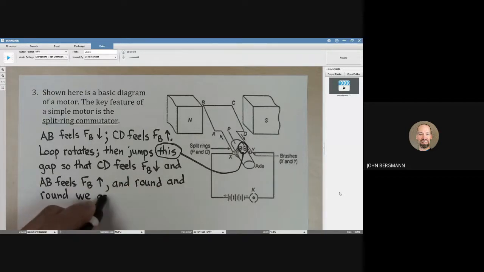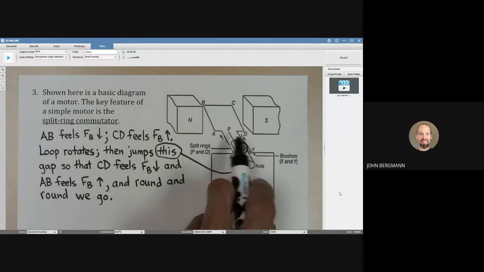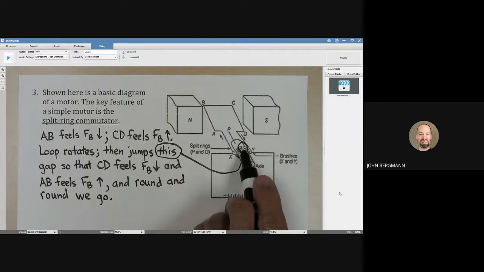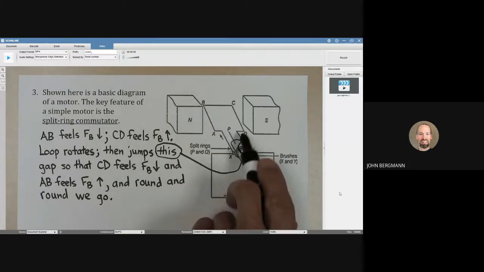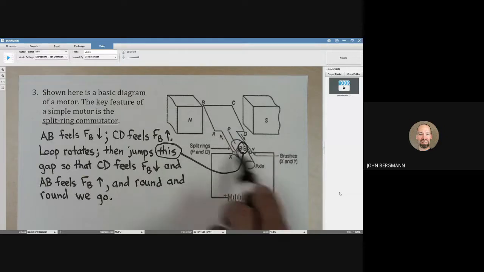If you didn't have that split ring commutator, this loop would only rotate a fourth of a turn or so, and then it would just stop and not go any further. The whole key to keeping this motor going is having that split right there so that the loop is allowed to continually go around and around and around as a result of this magnetic force.